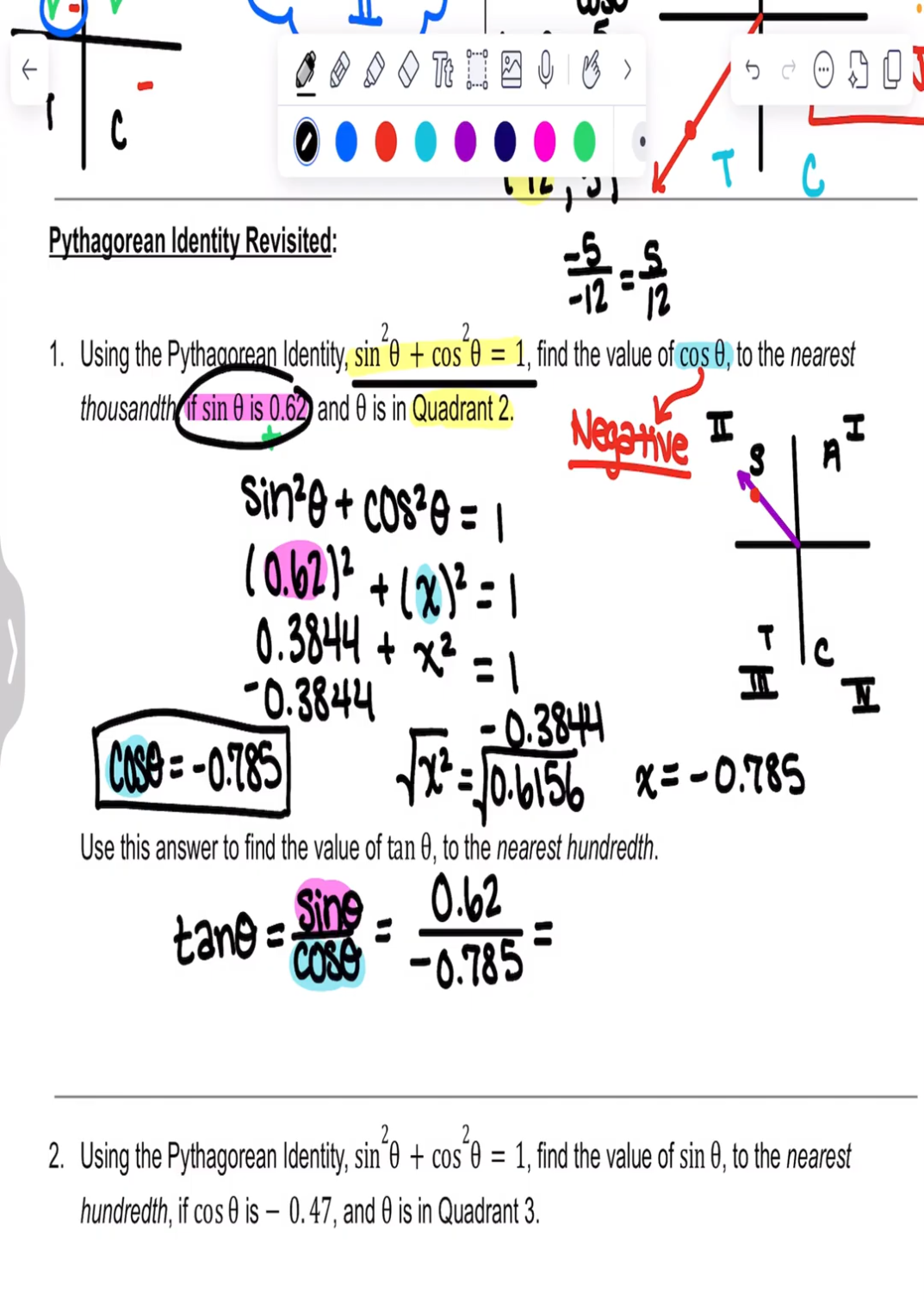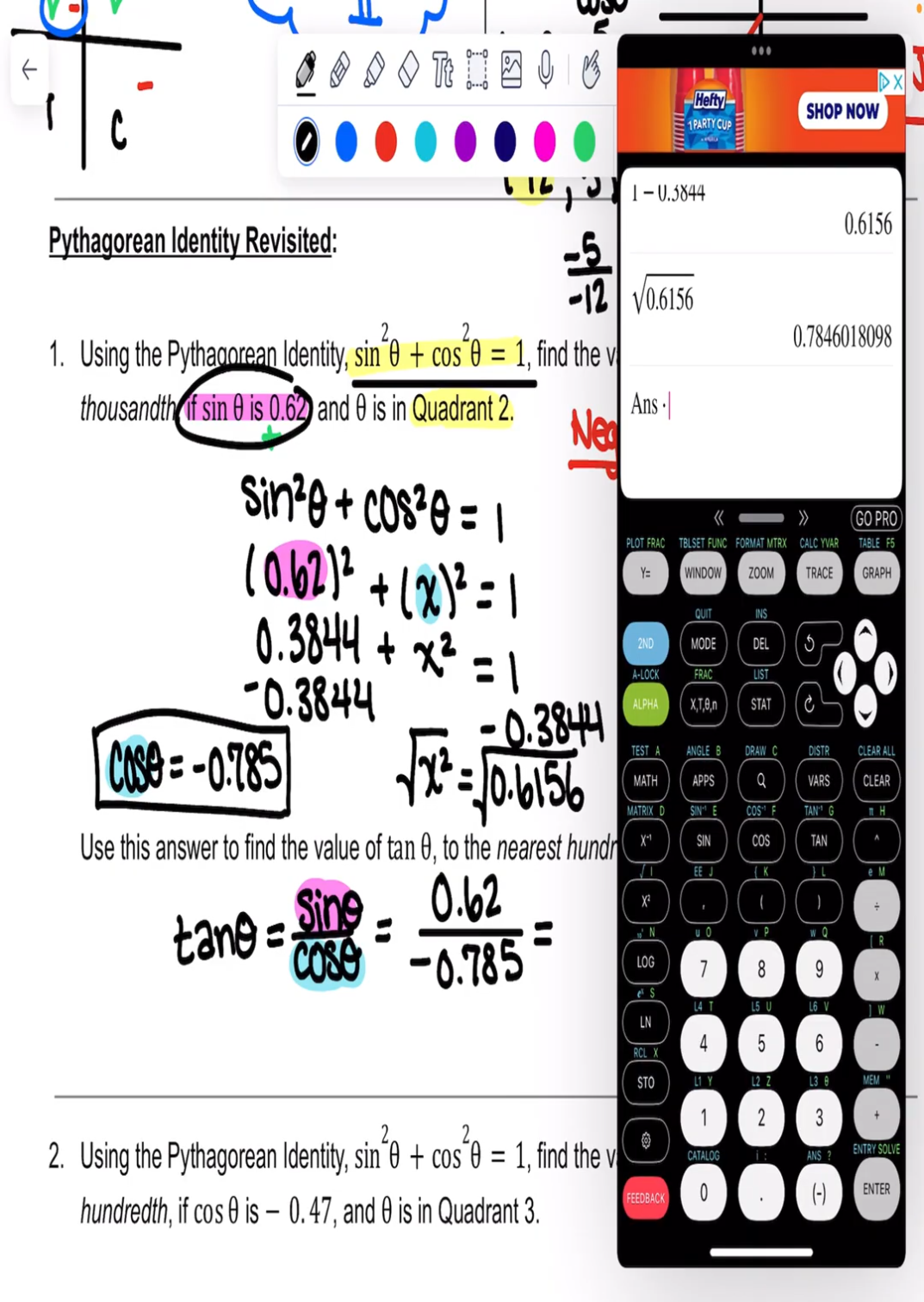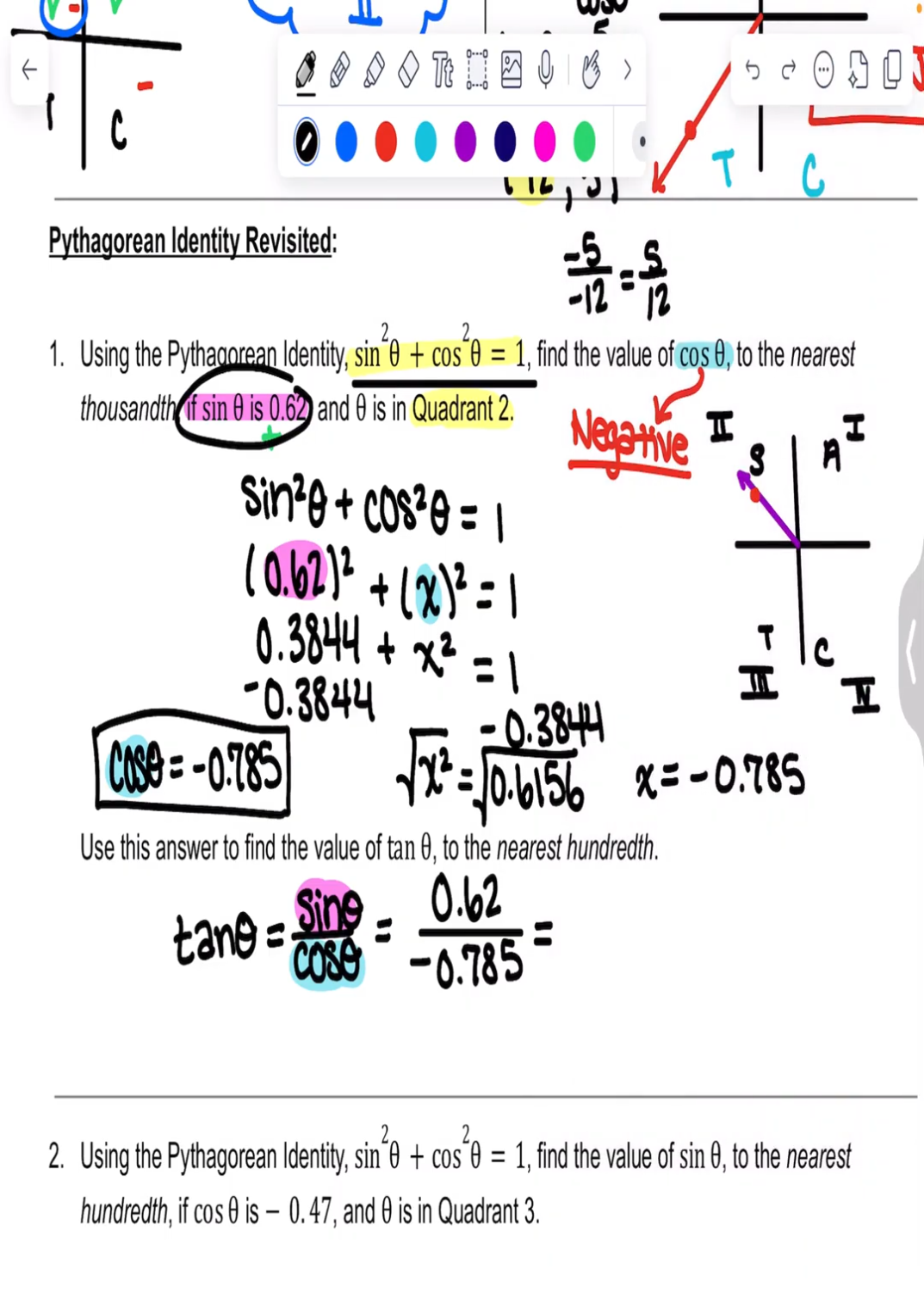Okay. Now simple, all I'm going to do is divide. So I'm going to go alpha y equals, enter, to get that fraction bar and get 0.62 divided by negative 0.785. And I get negative, they said the nearest hundredth. So we're going to go negative 0.79 because it's 2 decimal places and the decimal next to it is a 9, so we're going to round up. So negative 0.79. So the tangent of theta is negative 0.79.